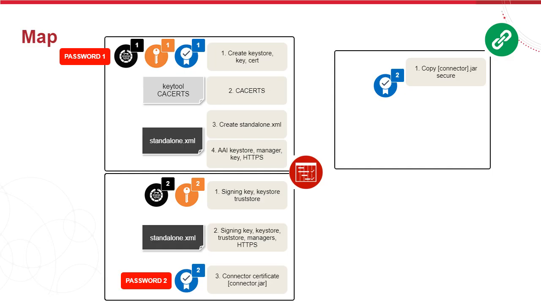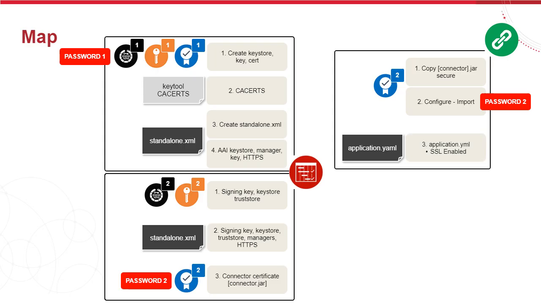Next, we rerun the connector configuration tool. This rebuilds the application.yaml file and imports the certificate in the process. In application.yaml, we make sure SSL is enabled. The connector has a new application.yaml file that is enabled for TLS-SSL. Finally, we recreate the scheduler connection in the web UI. We restart the connector. TLS is now deployed.